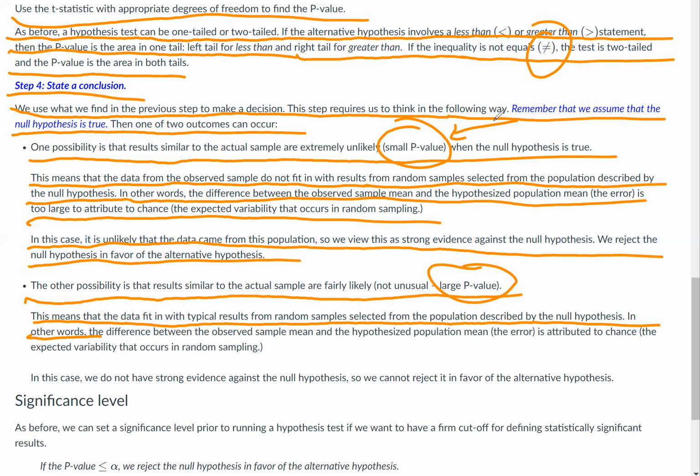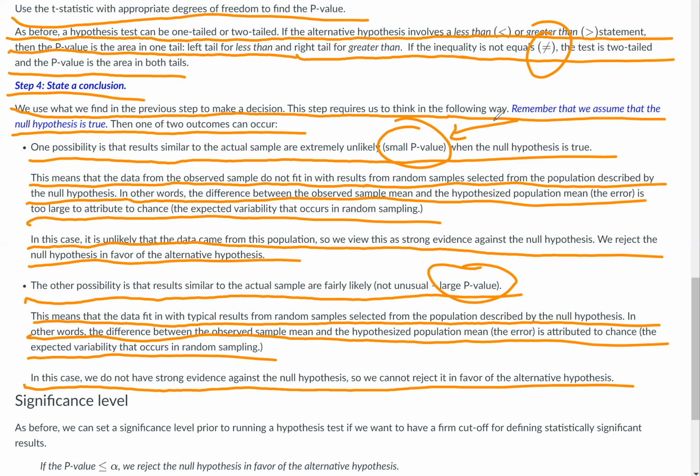In other words, the difference between the observed sample mean and the hypothesized population mean, in other words, the error, is attributed to chance, the expected variability that occurs in random sampling. In this case, we do not have strong enough evidence against the null hypothesis, so we can't reject it in favor of the alternative hypothesis.